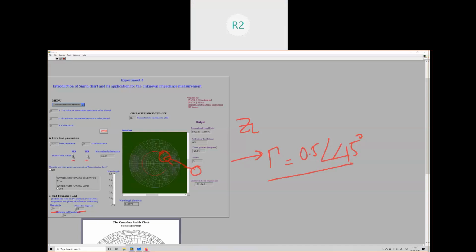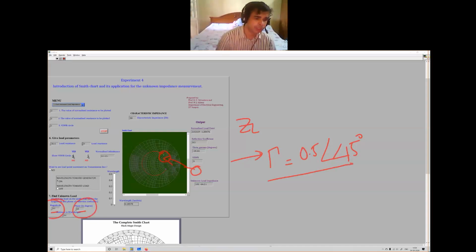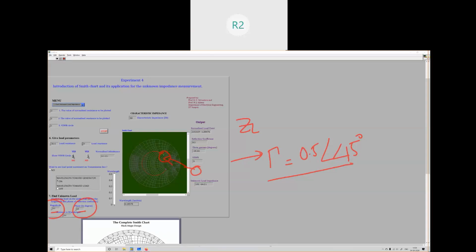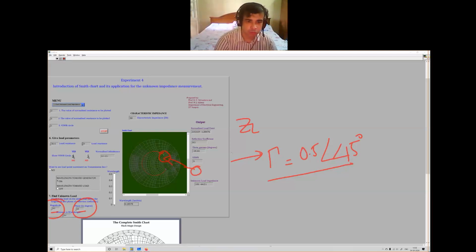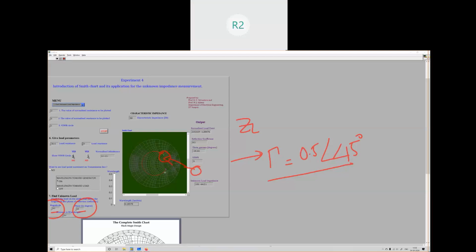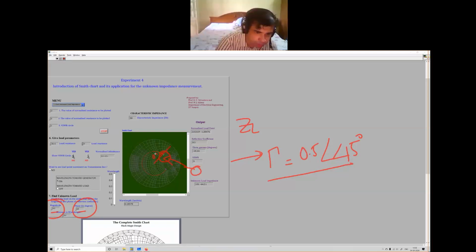Gamma is given here, magnitude and angle. Can you see? So we can locate the point using the magnitude and angle. This is 0.5 and this angle is 45 degrees. So this will be somewhere here. Is it okay?